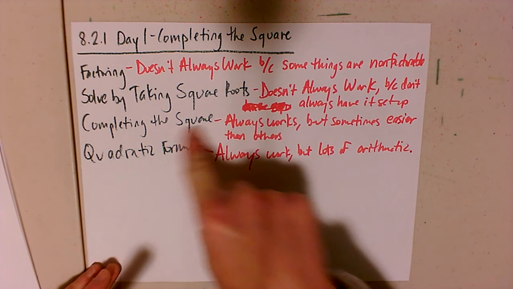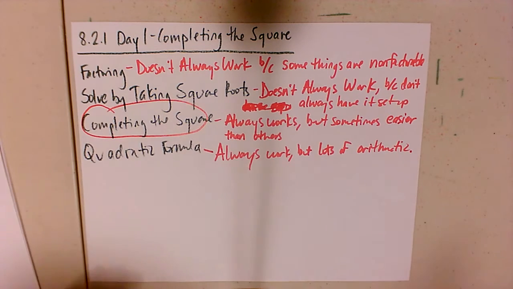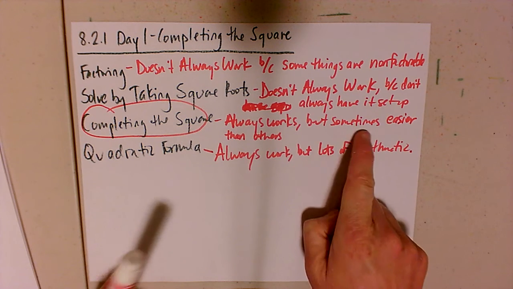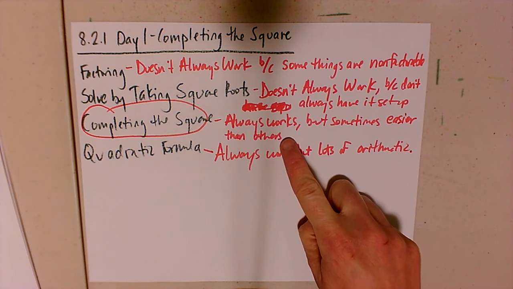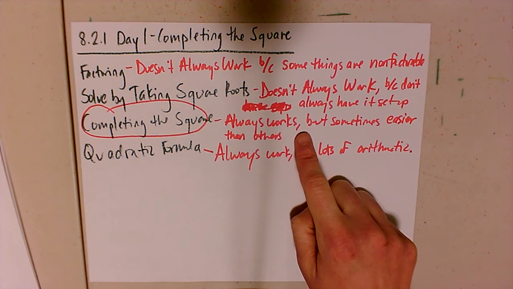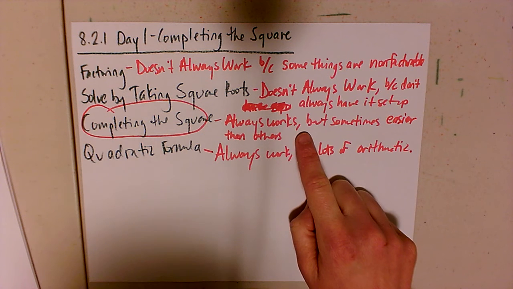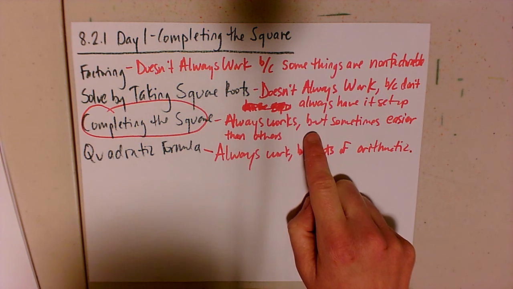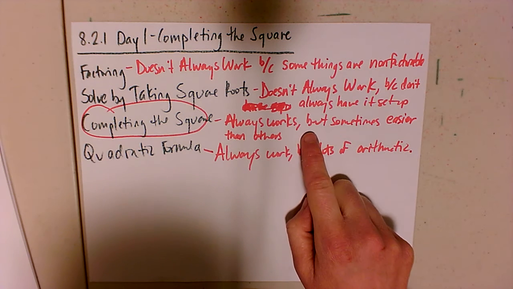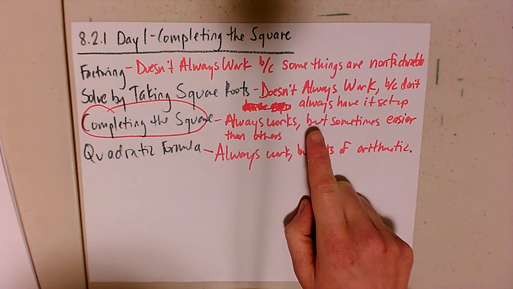Solving by completing the square, this is what we're going to be doing today. That's today's lesson. This always works, but sometimes it's easier than others. We're going to talk about the times that it's easier than others. That depends on the equation that you have and the terms and numbers that you're working with. You'll see what I mean by the end of these next 2 lessons. You'll be able to tell when it's easier to use completing the square and when it's not.